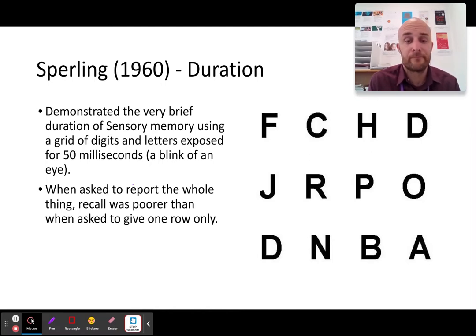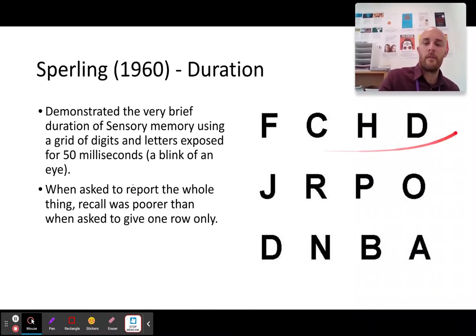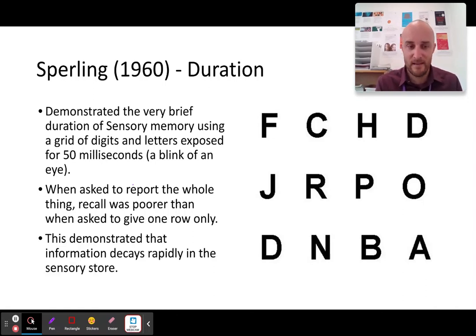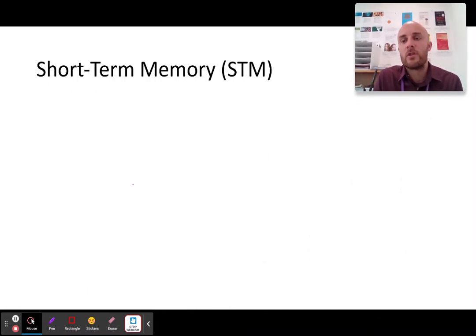Recall was quite poor. People could remember if it was one line, but by the time they got past the first line, the rest had decayed to the point where they couldn't remember it. The point here is sensory memory is incredibly brief. If you're not paying attention to it, it gets deleted almost immediately. So this demonstrates how information can decay very, very rapidly. So you need to know sensory memory, and you need to know one piece of research for sensory memory.